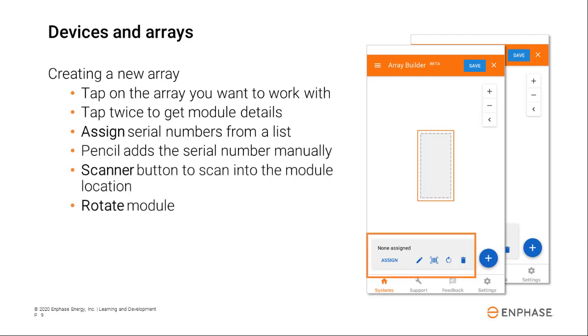You can assign microinverters that you've previously scanned with the camera or discovered from the Envoy's Powerline scan, or you can use the scanner to scan the barcodes directly into the module location from your paper array map. Although not advised because it's prone to error, you can also manually type in the serial number using the pencil icon. Now let's assign our previously scanned serial numbers.